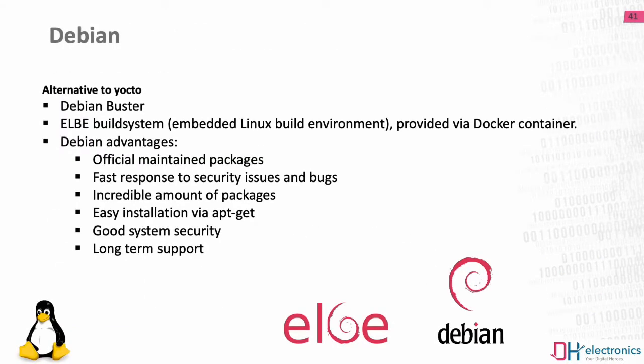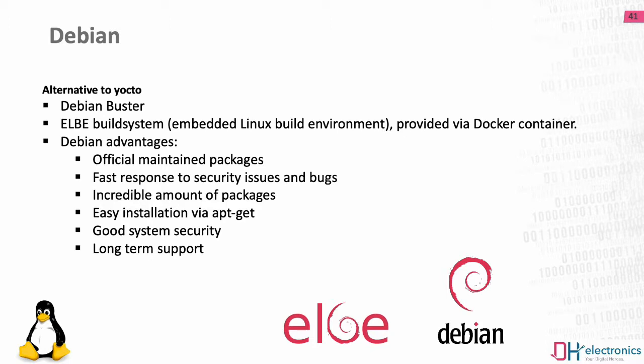Now let's talk about the Debian distribution as an alternative to Yocto. The main difference is that with Yocto you are building your own distribution, and therefore you are self-responsible for the maintenance of the distribution. In case of Debian, you're using the Debian Linux distribution, and therefore Debian is doing the maintenance over the years. As I told you, we are providing both solutions, Debian and Yocto.